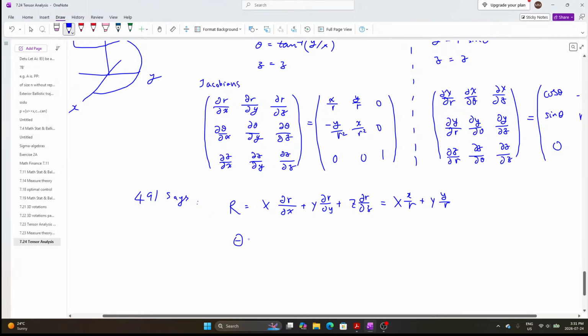Second, big theta. How does big theta behave? Well, use the second rule: X times d theta dx plus Y times d theta dy. So is everything clear now? I was confused because I thought big X, Y, and Z are the coordinate system. No, they're not. These are components of a contravariant vector. So I'm just rewriting 491.